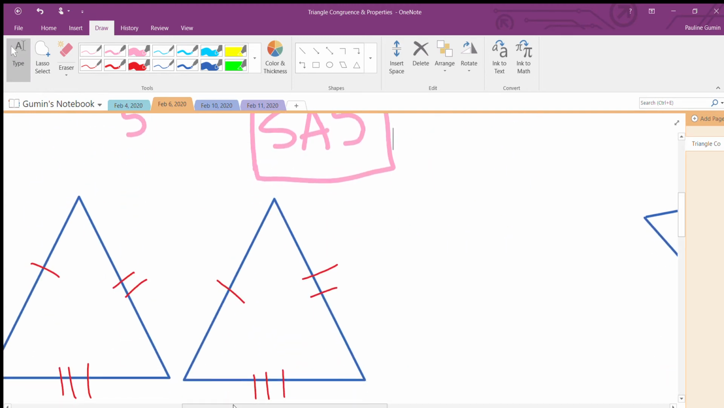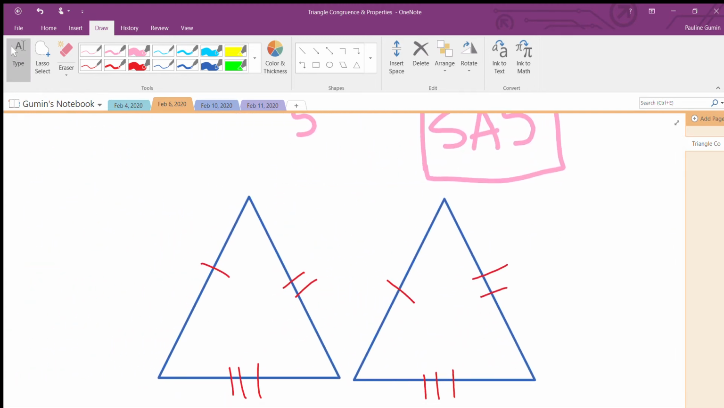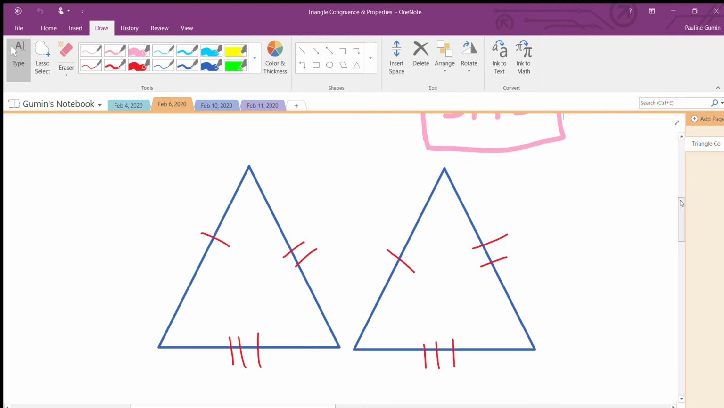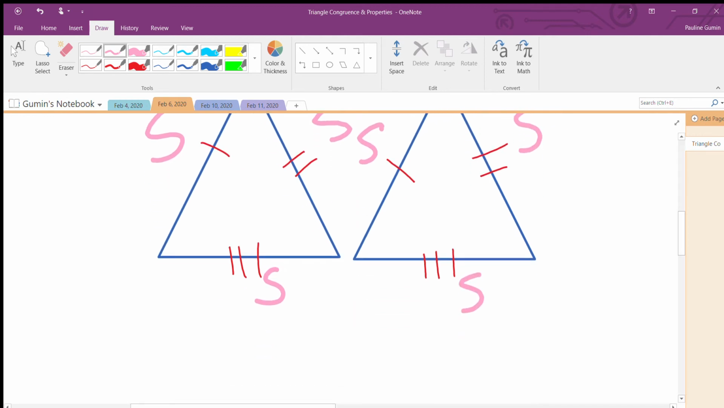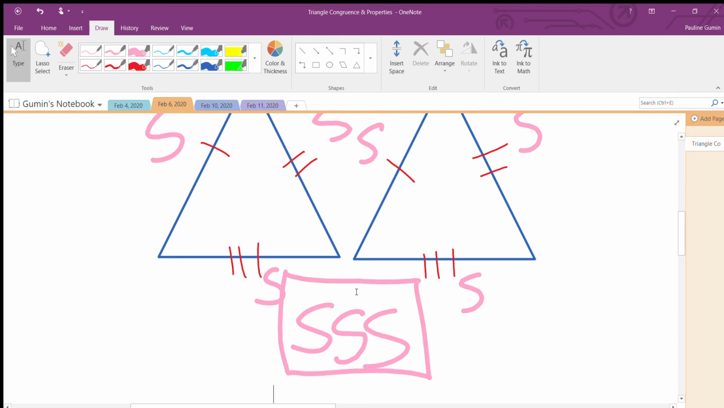Let's take a look at this pair. Okay, I see 3 marked areas on each of them, so they're good to go. I'm going to move this down just a bit. Okay. They each have a side with 1 tick mark, side with 2 tick marks, side with 3 tick marks. Side, side, side. So their congruency is called side, side, side. If all 3 sides are congruent in both triangles, then the 2 triangles are congruent.